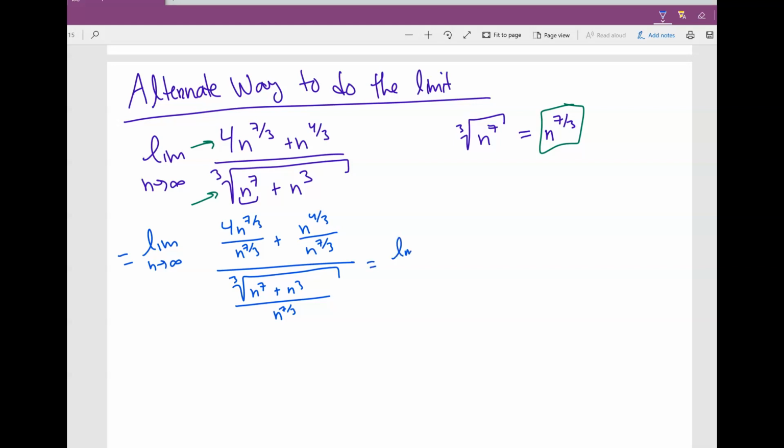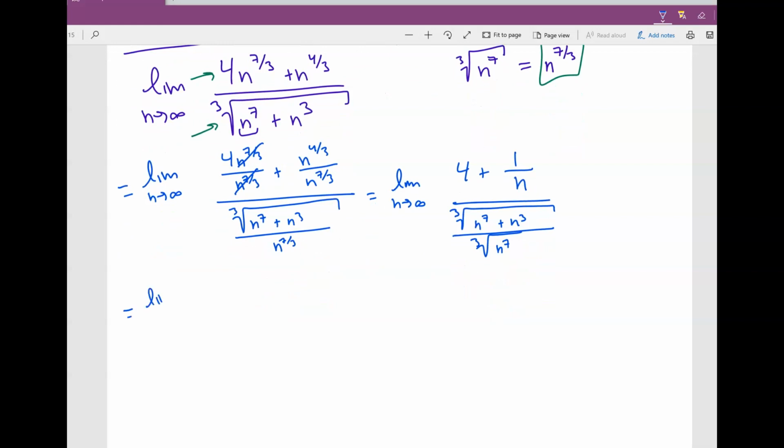So we have the limit as n goes to infinity. These cancel each other out, so I'm left with 4 plus n to the 4 over 3 divided by n to the 7 over 3. That's going to give me 1 over n, because 4 over 3 minus 7 over 3 gives negative 3 over 3. Then the n to the 7 over 3 cannot enter the cubed root unless it has a cubed root. So I'm going to rewrite it a little bit. We have the cubed root of n to the 7th plus n to the 3rd, divided by the cubed root of n to the 7th, so that it looks a little better. Now that it's a cubed root, we can go ahead and enter.